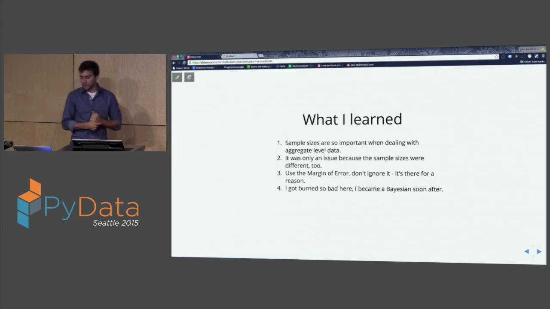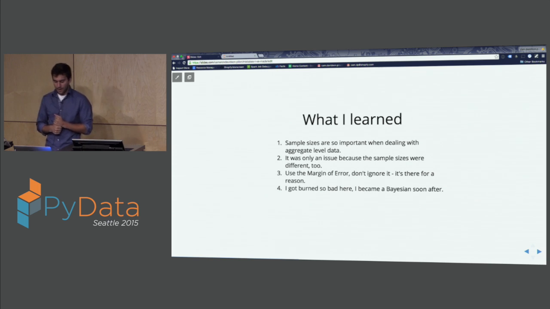So what did I learn? I learned that sample sizes are so important when dealing with aggregate level data. We can't just discard them or ignore them. Interestingly, if all the blocks had the exact same sample sizes, this wouldn't be an issue. They would all have the exact same variance, and I could do whatever I want. But because there are different sample sizes per block, that became an issue. So what was needed was a weighted linear regression, or a weighted something that takes into account the sample sizes.